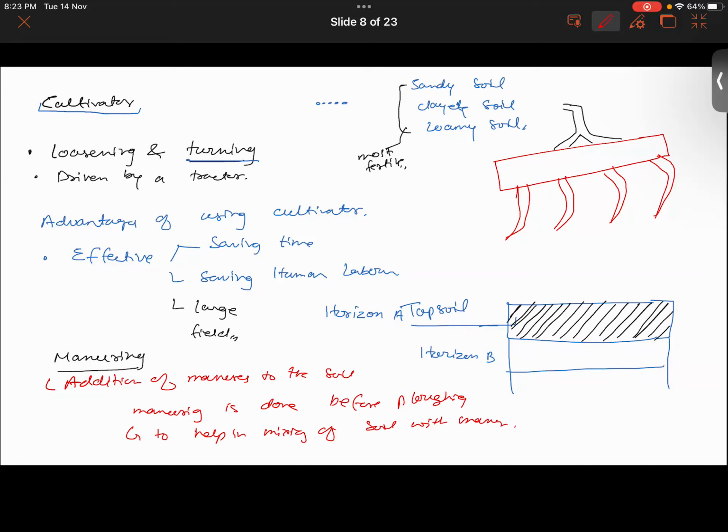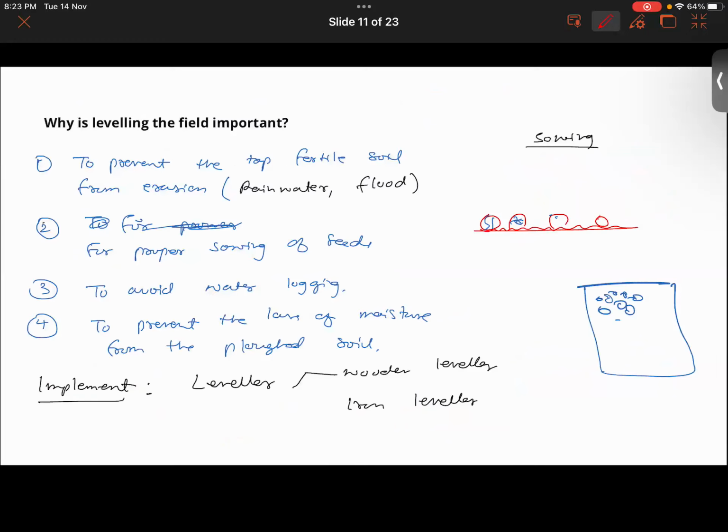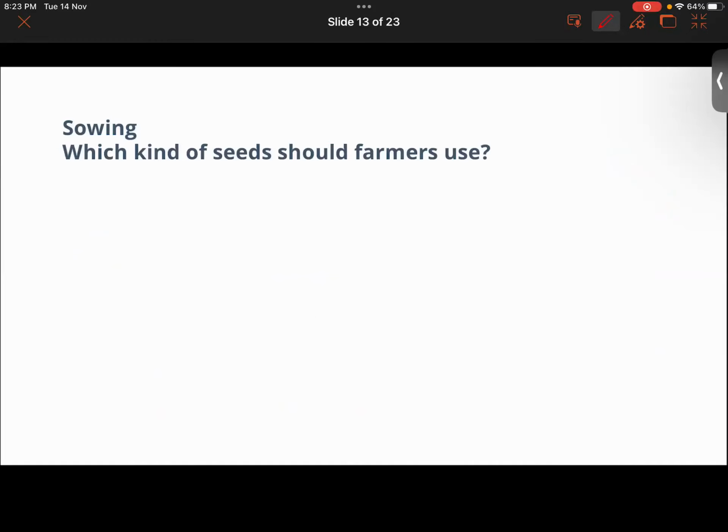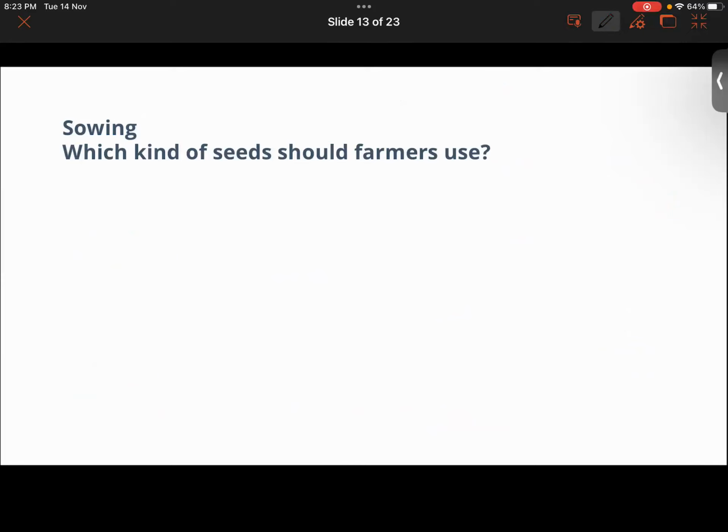Now let's move on to the next step then. We have discussed the first topic, that is the preparation of the soil. Now we move on to the second step involved, which is the sowing. Once the soil in the field has been prepared by ploughing, leveling and manuring, when we talk about preparation, we will be talking about ploughing, leveling and manuring. Okay? So now the seeds of the crop have to be sown in it.